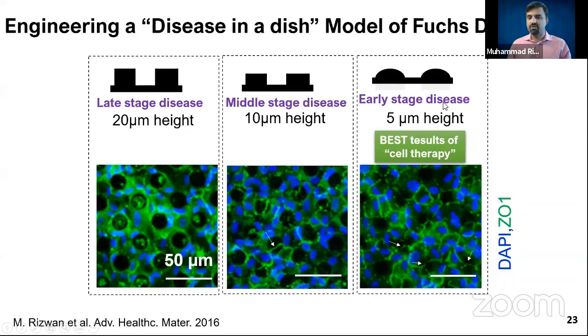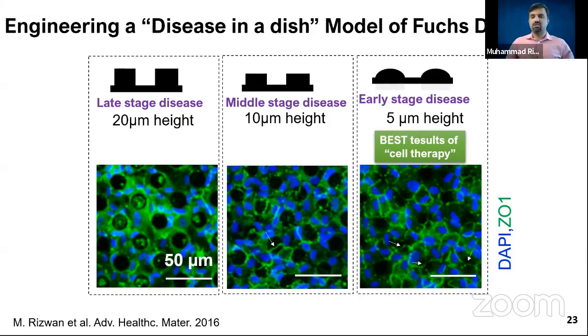And when we further reduce this height and change it to this curved structure, that really represents the early stage of the disease. Now we got the best results here, with an almost complete monolayer formation. What this really shows us is that cell therapy may not work for every patient.